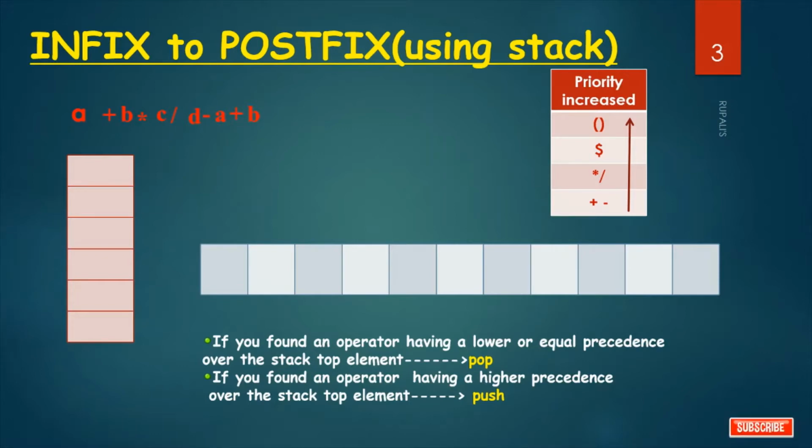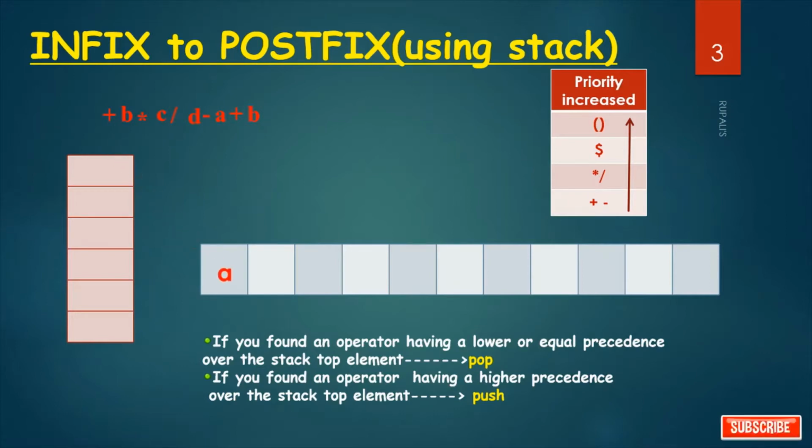For this you have to take one stack and one character array to store the output string, the postfix expression. See here, we start from the left hand side, scanning from the left. If it is an operand, then just write that operand to the output string. And if it is an operator, then you have to push it onto the stack. Now start scanning from the left hand side. First, A: is it an operand or an operator? Operand. So just write it to the output string.